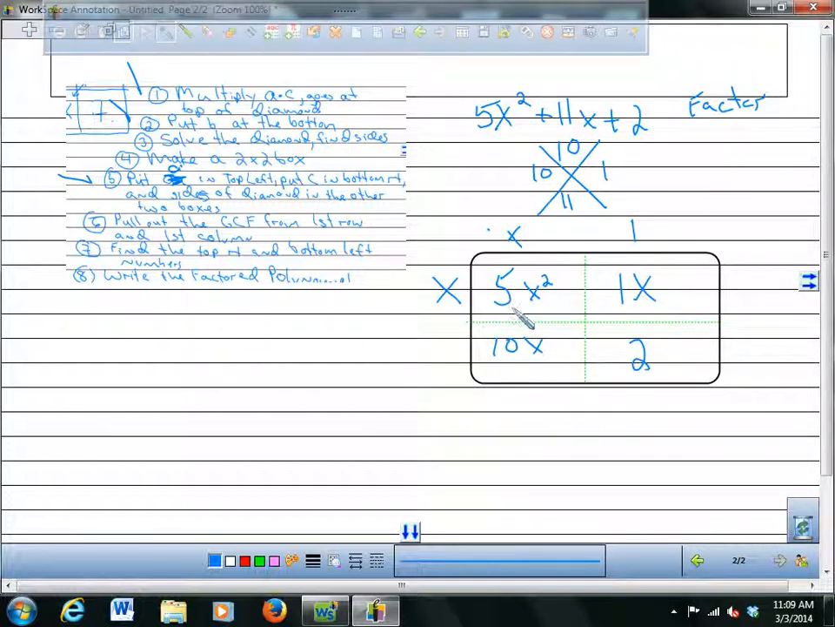Which number? Okay? 5. So A goes in the top left, not A times C. That's what I messed up. Okay? That's A goes in the top left, not A times C. Okay? So now what comes? What do I need to multiply?